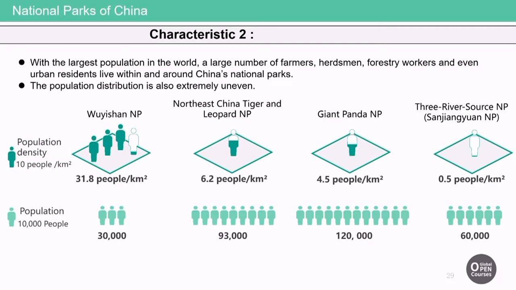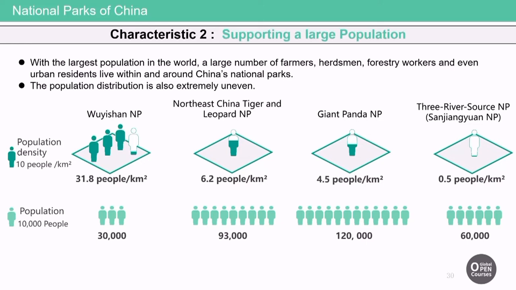With the large population in the world, many farmers, forestry workers, herdsmen, and even urban residents live within and around the national parks. And the population distribution is also extremely uneven. In Wuyishan National Park, the population density is more than 31 people per square kilometer, and that number becomes half a person per square kilometer in Sanjiangyuan National Park, but with a total of 60,000 people in the national park. So the second characteristic is not difficult to understand.